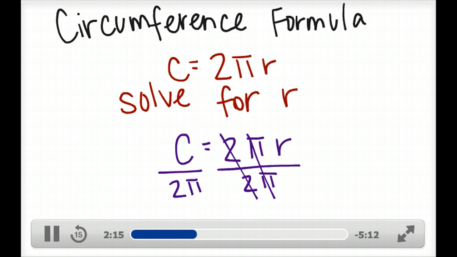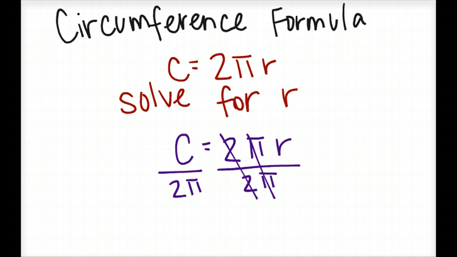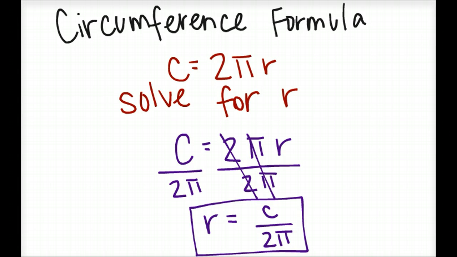2 divided by 2 is 1. Pi divided by pi is 1. 1 times r is r. So r equals c divided by 2 pi. So the radius is equal to the circumference divided by 2 pi. Essentially, we have solved the circumference formula for the radius. So this shows now the relationship between the radius and the circumference.